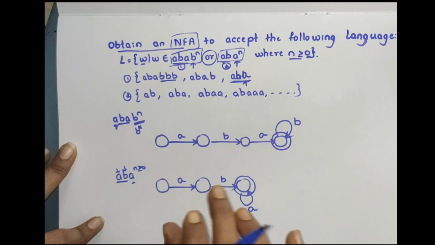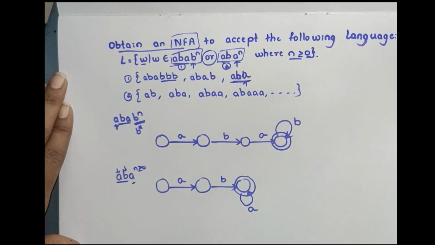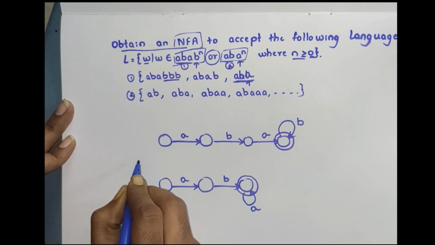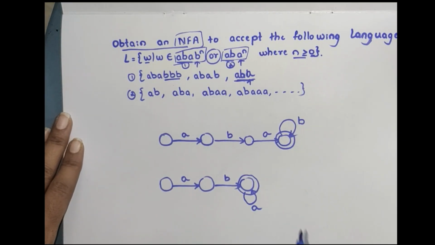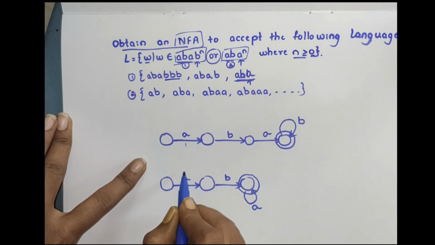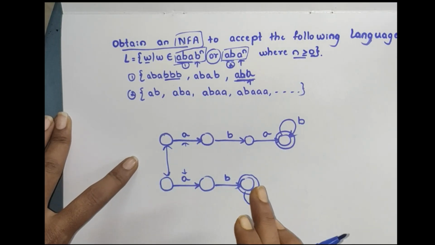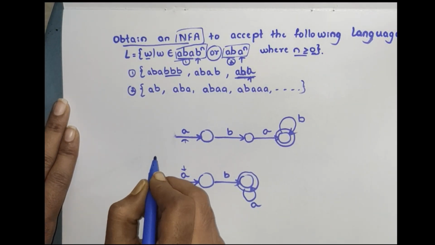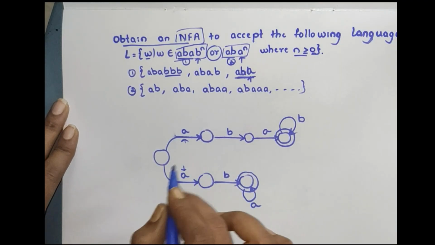Now we are supposed to join these two NFAs. So I will introduce a new state here. Rather than introducing a new state here, we can clearly observe that both the conditions are starting with the A symbol only, isn't it? So what we will do, we'll merge these two states. We will make these two states a single state. For that I will merge these two states as a single state here, like this.